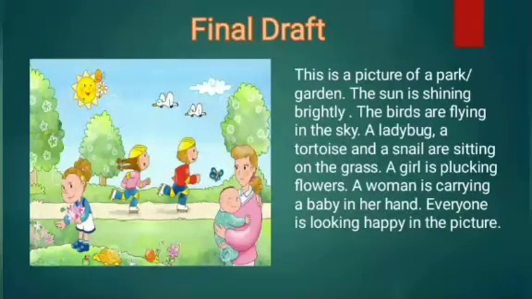Now this is how your picture composition will look. You do not have to write the final draft. You will just begin. This is a picture of a park or garden. The sun is shining brightly. The birds are flying in the sky. A ladybug, a tortoise, and a snail are sitting on the grass. A girl is plucking flowers. A woman is carrying a baby in her hand. Everyone is looking happy in the picture. This is how you are going to write your picture composition.